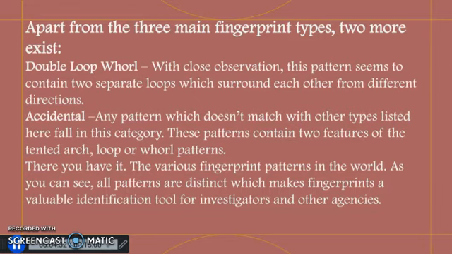Although, apart from the three main fingerprint types, there are two more that exist. Double loop whorl. With close observation, this pattern seems to contain two separate loops which surround each other from different directions. Accidental. This pattern, which doesn't match with other types listed here, falls in this category. These patterns contain two features of the tented arch, loop, or whorl patterns. There you have it, the various fingerprint patterns in the world. As you can see, all patterns are distinct, which makes the fingerprint a valuable identification tool for investigators and other agencies.